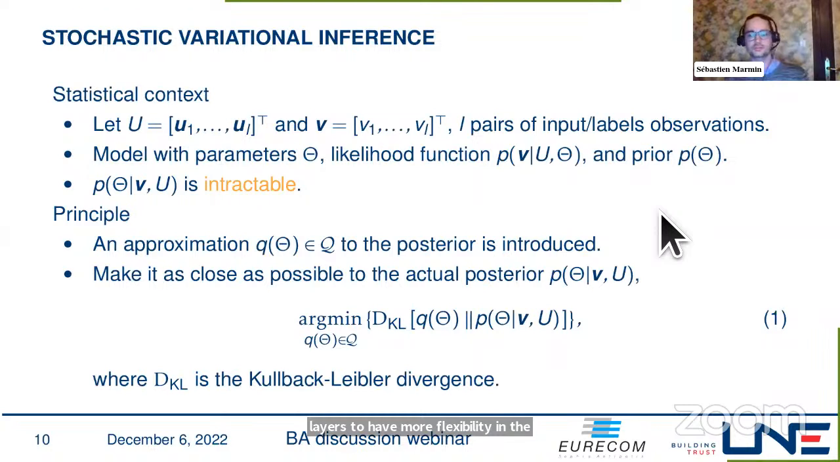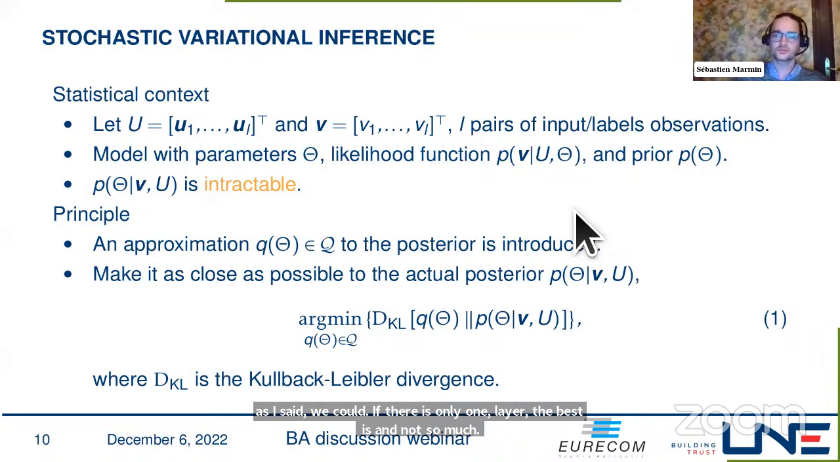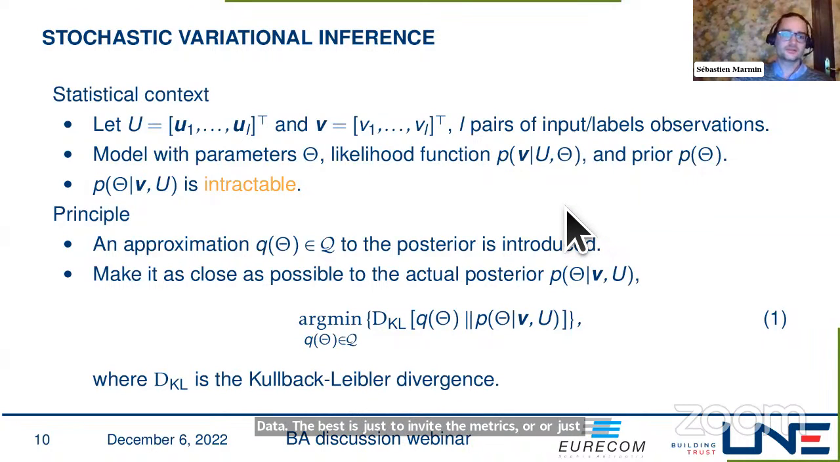So now the question is, how do we train this while keeping a sense of uncertainty quantification? As I said, if there is only one layer and not so much data, the best is just to invert a matrix or just use a Gaussian process. But the question is what happens when we have more data.